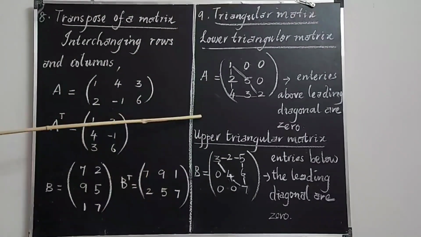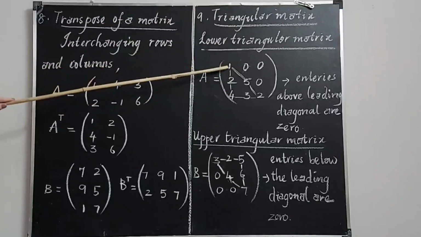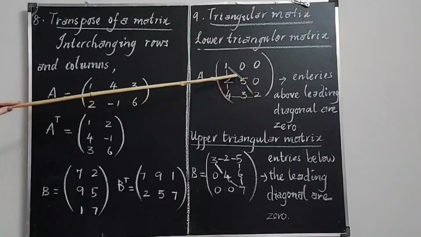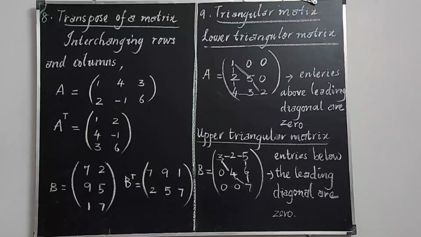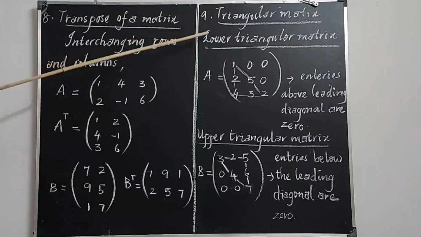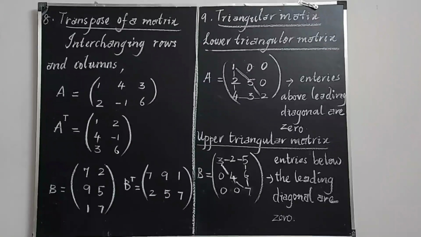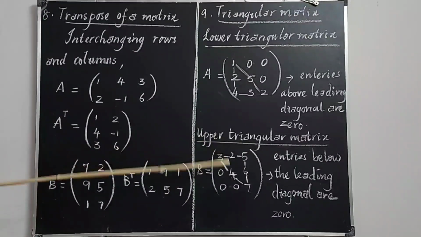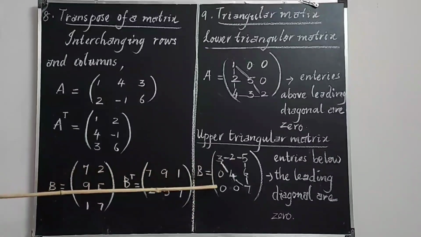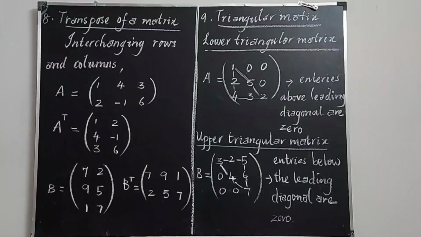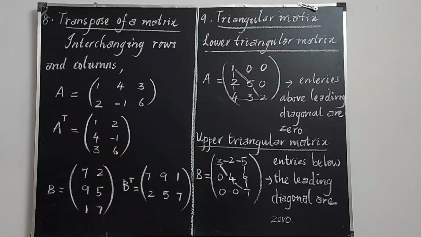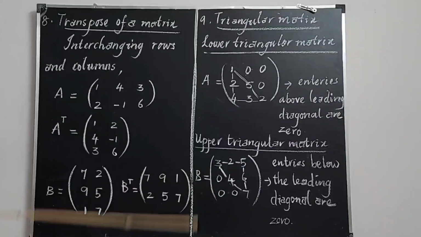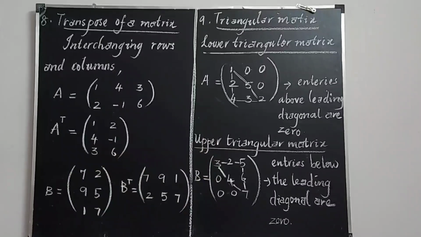A square matrix in which entries above the leading diagonal are 0 and the remaining have numbers, and roughly it forms a triangular shape at the lower level, is called a lower triangular matrix. Next, the upper triangular matrix. Here in a square matrix, the entries below the leading diagonal are 0. Then it is known as the upper triangular matrix. Here roughly the triangular shape is formed at the upper part. Therefore it is known as the upper triangular matrix.